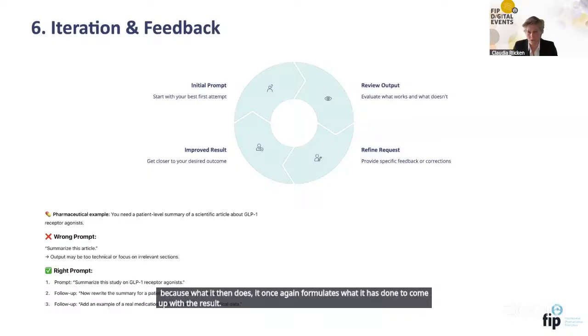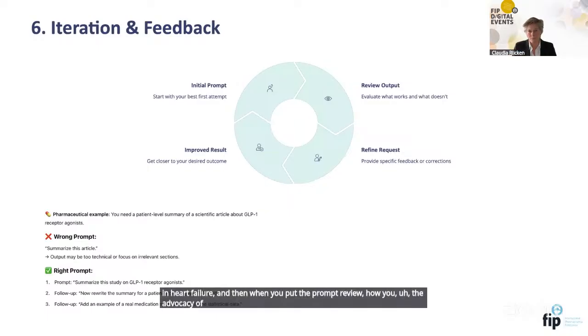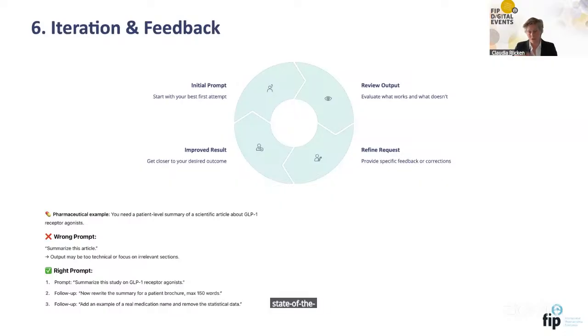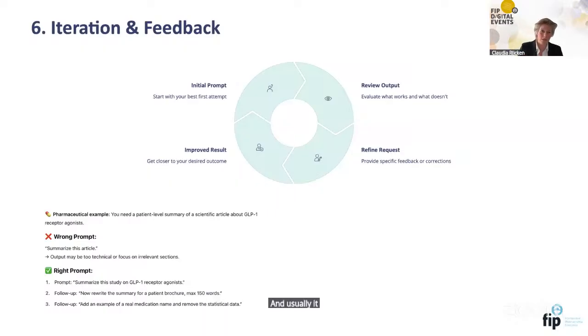For example, to assemble the state of the art in heart failure. And then when you put the prompt, review your work on the state of the art of heart failure, it will review its own work. It will go back to the base data, and then it will say, well, I noticed that I've done this and this not right. I noticed that this and this could be better. And I think these improvements will make the report better. And usually it's said that if you do that 2 or 3 times, the output is significantly improving.